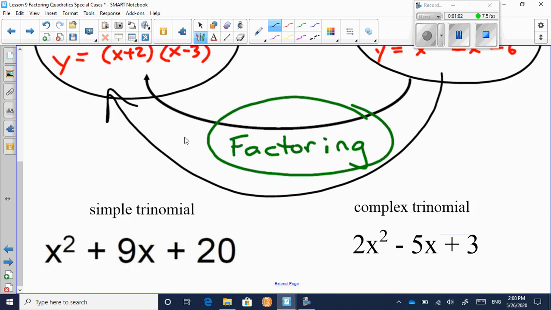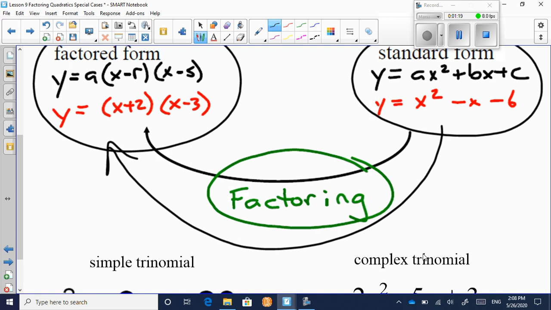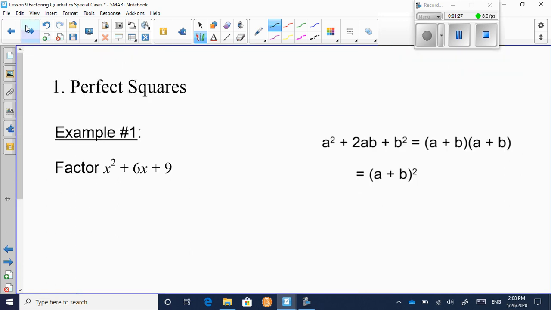So, you've done the simple trinomials, which are just a simple x box. Last lesson, you did the complex trinomials, which involved a few more steps, but involved the x box as well. And today we're going to learn the last thing, and that is this idea of perfect squares or difference of squares. Okay, so let's get going with this.